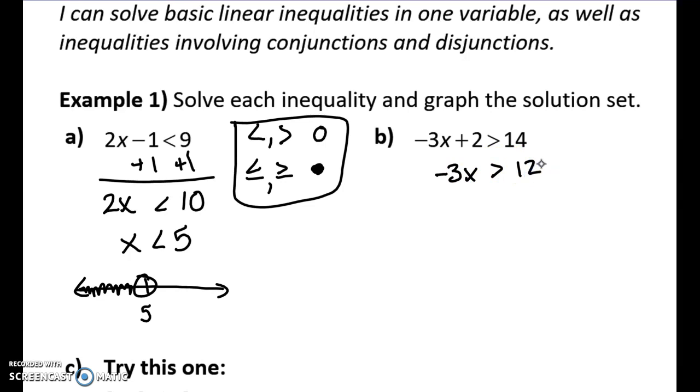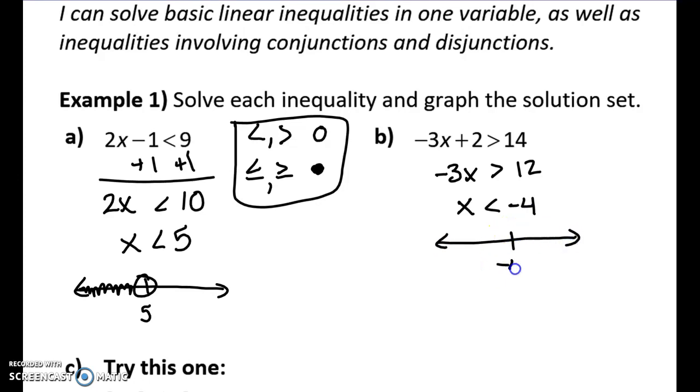And this next step is where it starts to differ. I'm now going to divide both sides by a negative number. So when I do that, I get that x is less than negative 4. My symbol flipped.